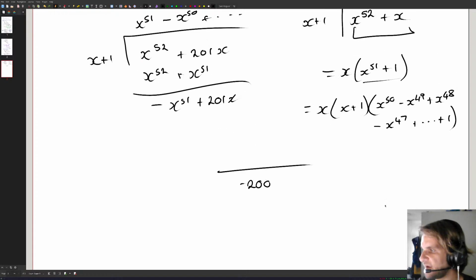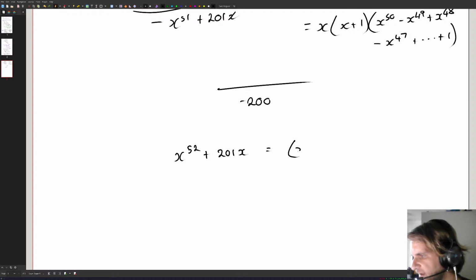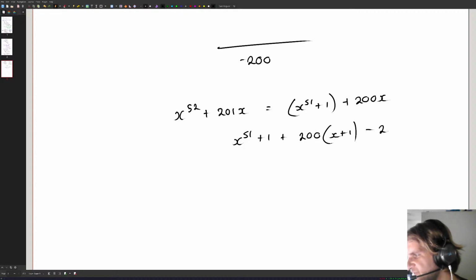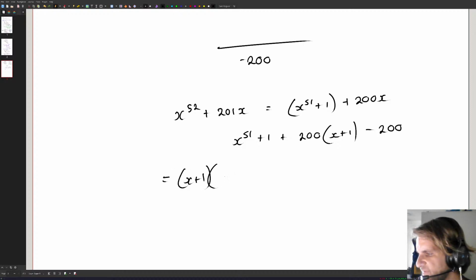And so we're going to get that x to the 52 plus 201x is x to the 51 plus 1 plus 200x, which is then x to the 51 plus 1 plus 200 times x plus 1 minus 200. And then you can take out the x plus 1 here. It's x plus 1 times x to the 50 minus x to the 49 plus x to the 48, and so on.